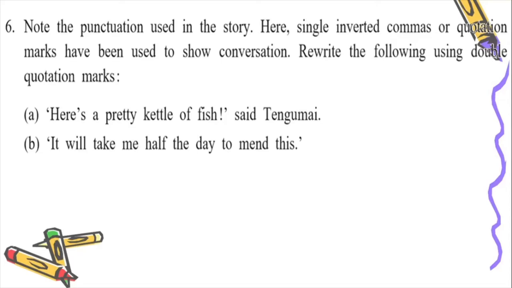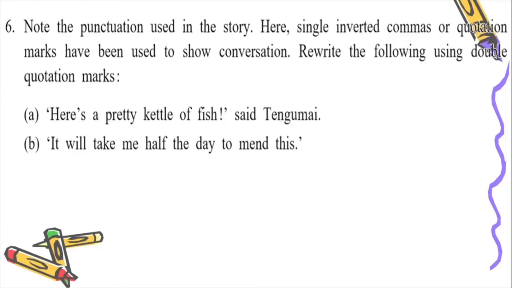Now I told you there is an exercise where we are supposed to make use of this punctuation. So note the punctuation used in the story. Here, single inverted commas or quotation marks have been used to show conversation. Rewrite the following using double quotation marks. So everywhere here, single inverted commas have been used. What are you supposed to do? You are just supposed to convert it into double quotation marks or double inverted comma. Very simple. So come on, pause the video for a second and try to see whether you are able to do it on your own, and then come back and check the answer that I will give you now.